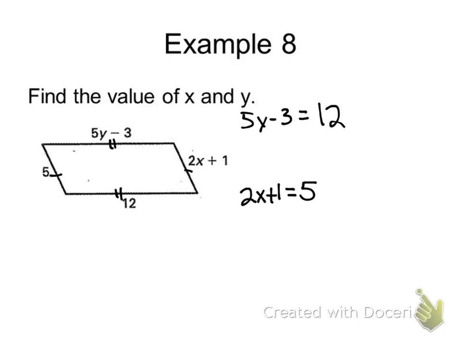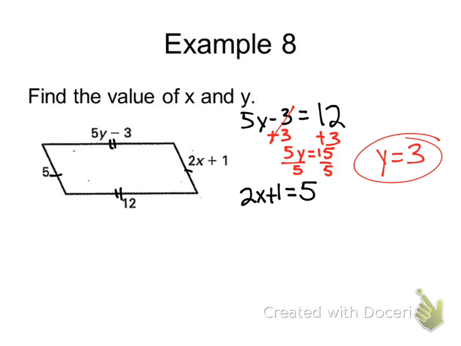Once you've set them up, you can solve them, or you can solve them one by one as you go. It's really up to you. I like setting it all up first, then going back. But to solve this, I need to add 3 to both sides. That gives me 5y equals 15. So what's y going to be? 3. So that's half the battle.